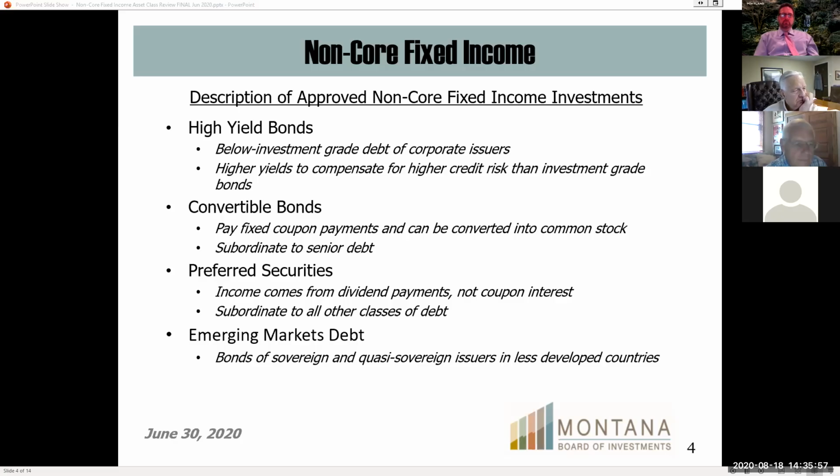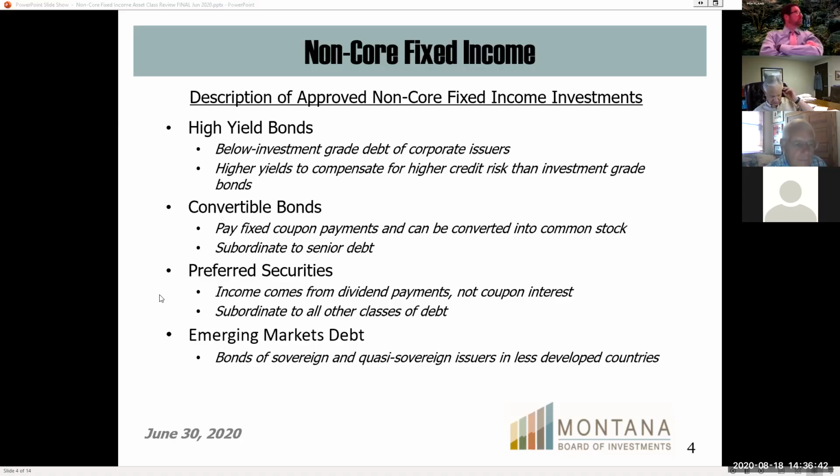Then if we went further down the capital structure, we'd get into preferred securities. So preferred securities really is preferred stock, and the income comes from a dividend payment, not coupon interest. And the preferred stock would be subordinate to all the other classes of debt, senior or subordinate. But they've got priority for their dividend payments to the common stockholders. So we've seen it in the past in, say, the GFC. Oftentimes the preferred coupon or dividend payment was left on, while common stockholder dividends may have been turned off. But you're at greater risk of loss should the company actually go bankrupt.